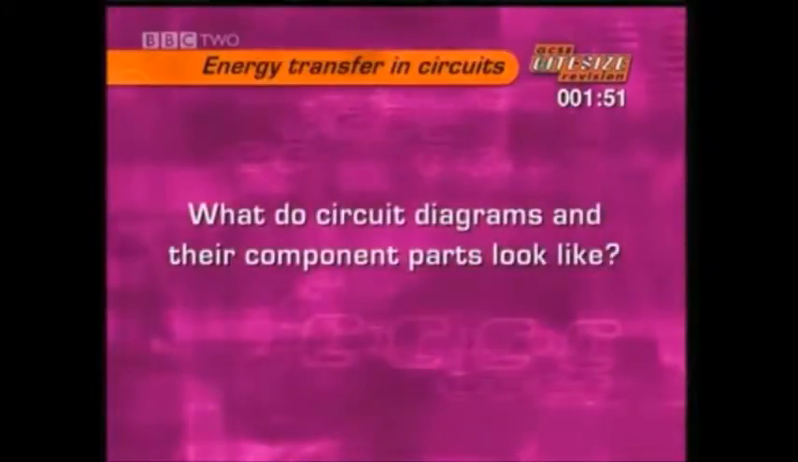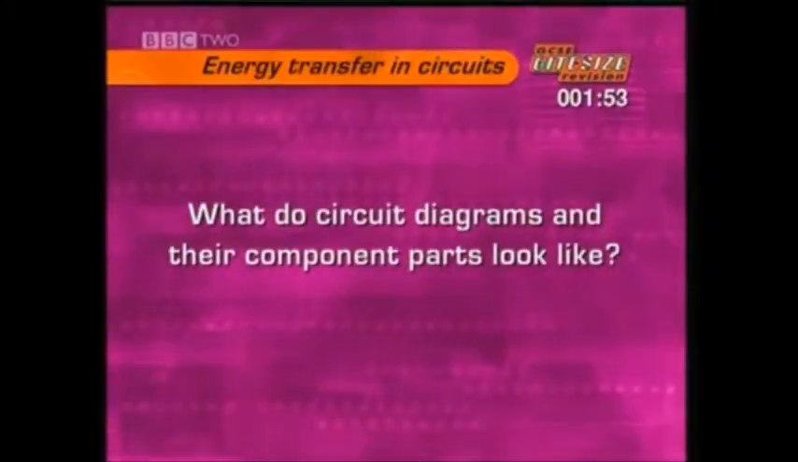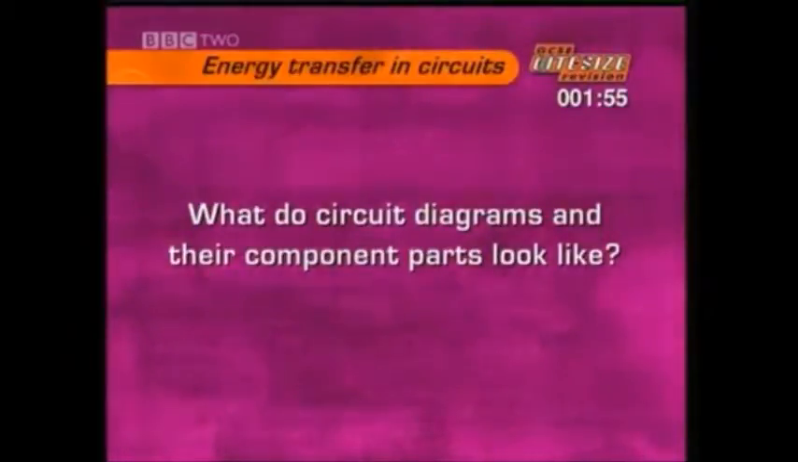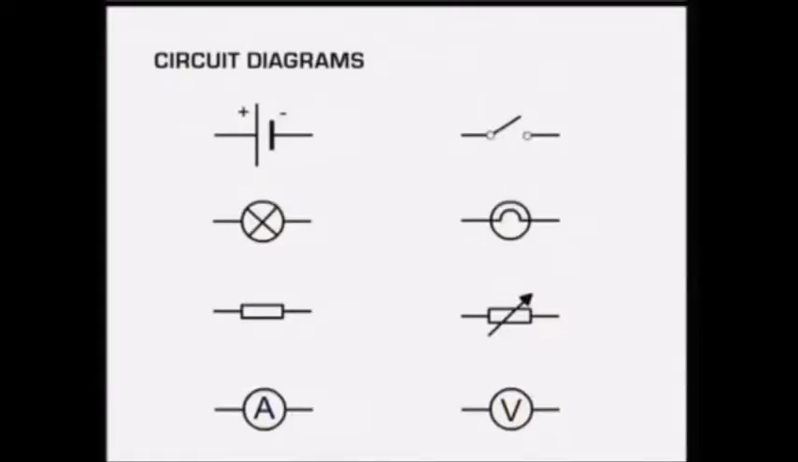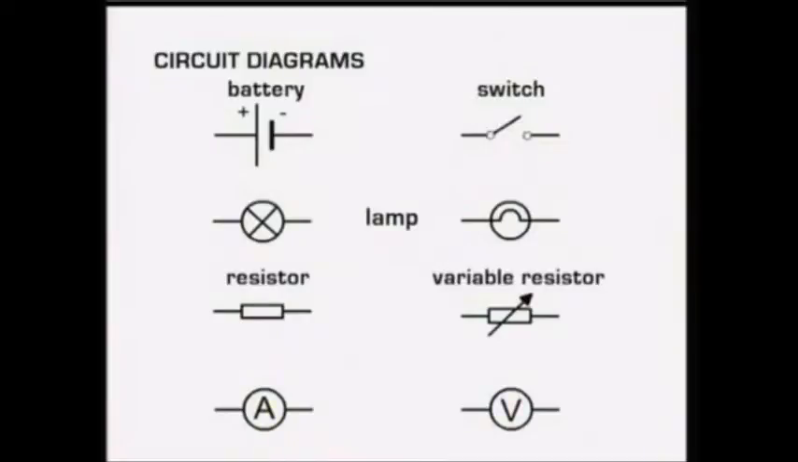Here's a quick reminder of what circuit diagrams and their component parts look like. To start with, these are some of the standard symbols used in the electrical circuits you might see in your exam. You'll also need to use them yourself if you're asked to draw a circuit diagram. They are a single cell battery, a switch, two symbols for a lamp, a fixed resistor and a variable resistor, and an ammeter and voltmeter.